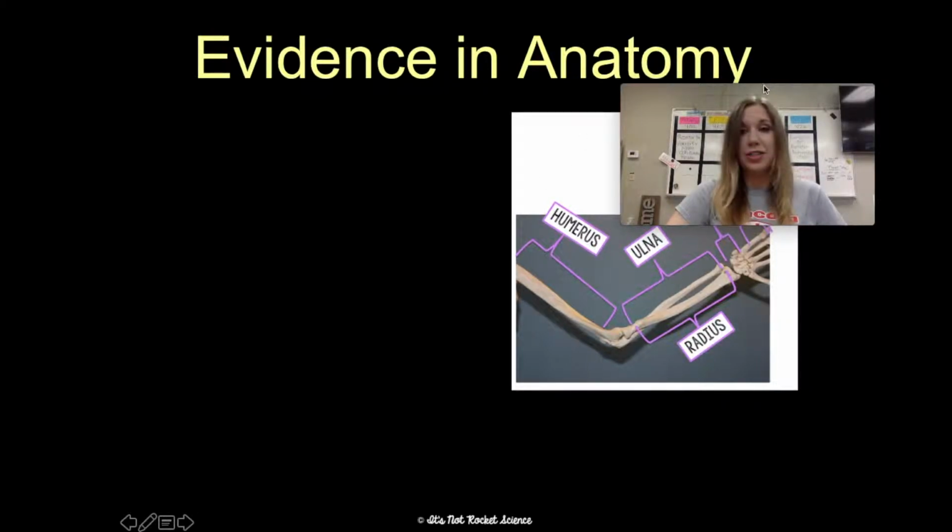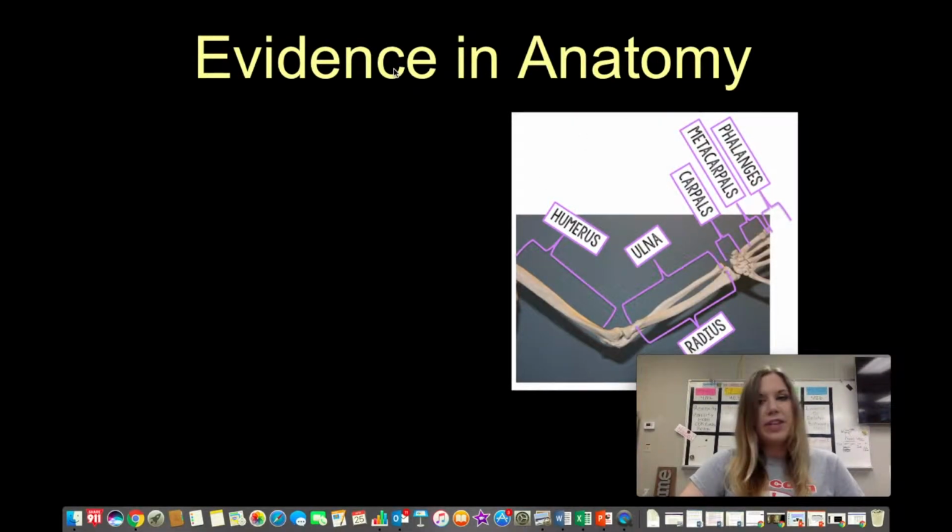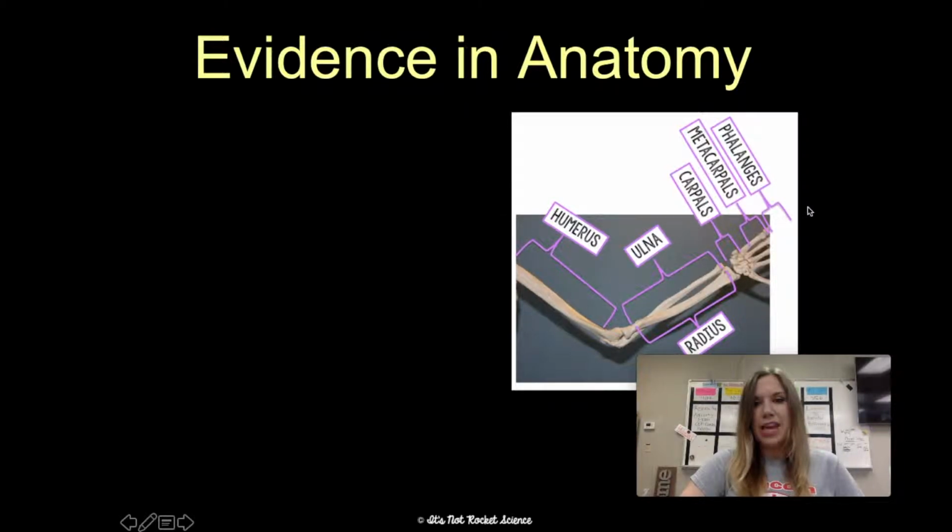So I'm kind of moving through this fast because we've already gone through some of this. Evidence in anatomy: we can see here the outline of a human arm.